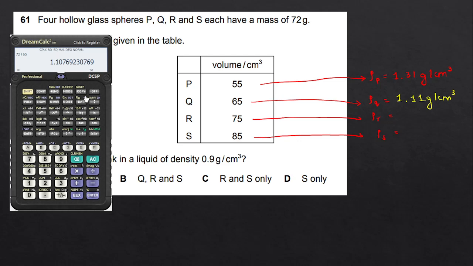Density of object R will be 72 divided by 75, that's 0.96. So 0.96 gram per cm cube. Density of object S will be 72 divided by 85, that's 0.85 gram per cm cube.